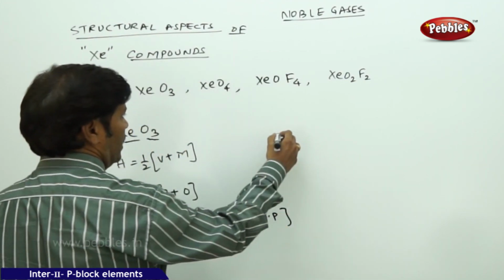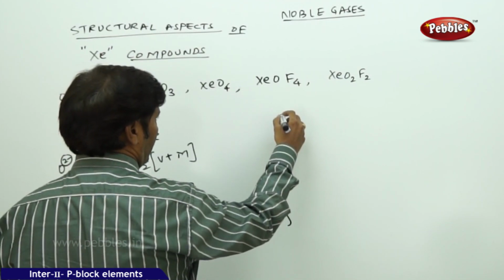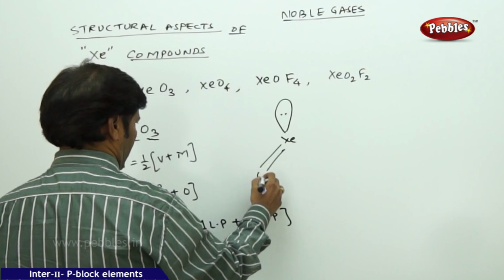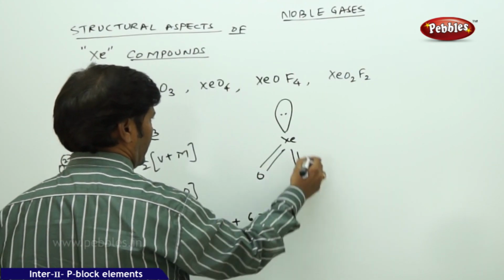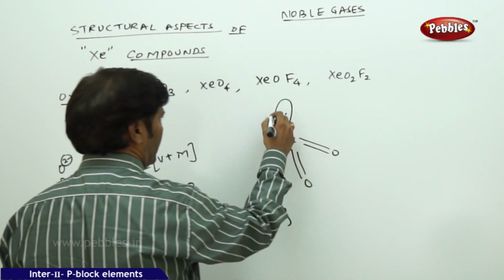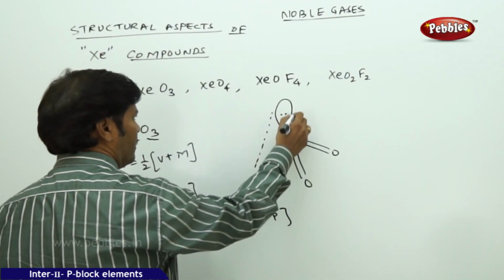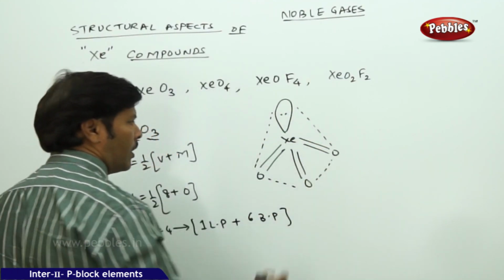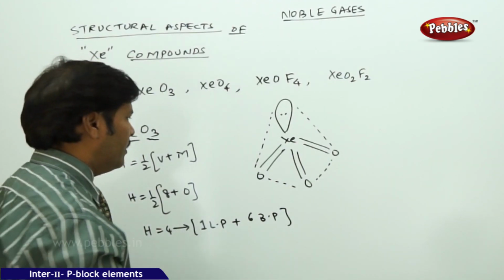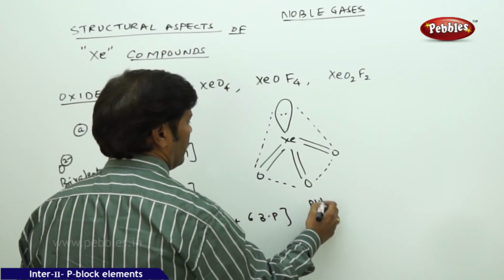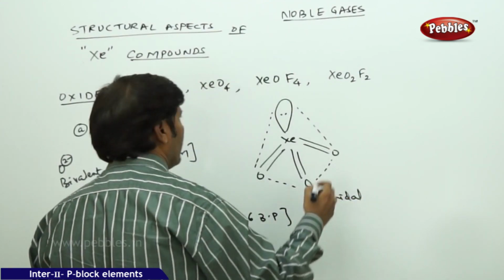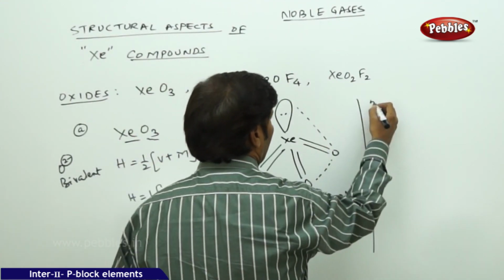So if you go to the structure of XeO3, you find that the structure looks like this. This is the structure of XeO3, and you can outright say that this is pyramidal in shape. Pyramidal.